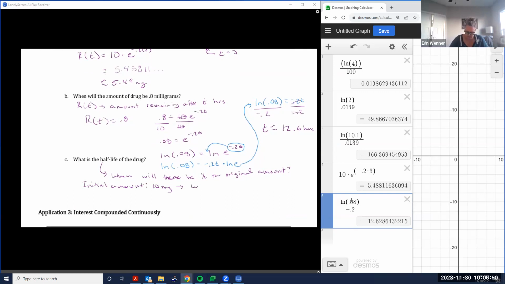So we're saying, what is T when R of T is equal to 5, right? Because we're looking for half that amount. So half of 10 is 5. So we'll set up that equation that says 5 equals 10 times e to the negative 0.2 T. And so I want you to go ahead and solve that for T and send me your answer in a direct message, please.